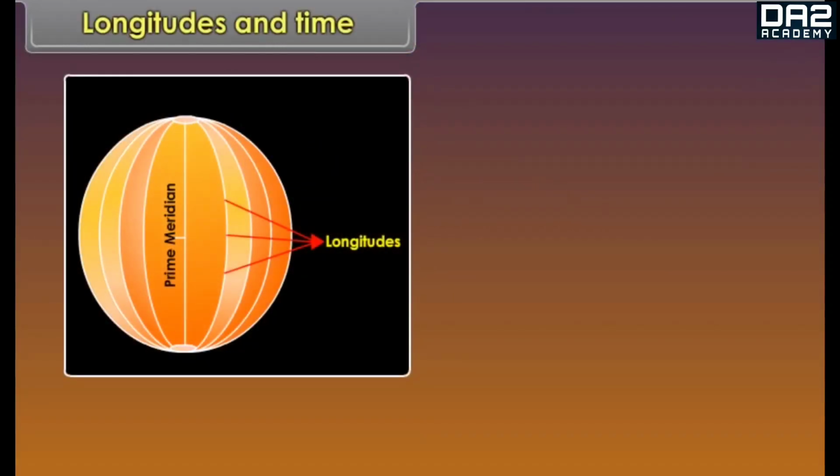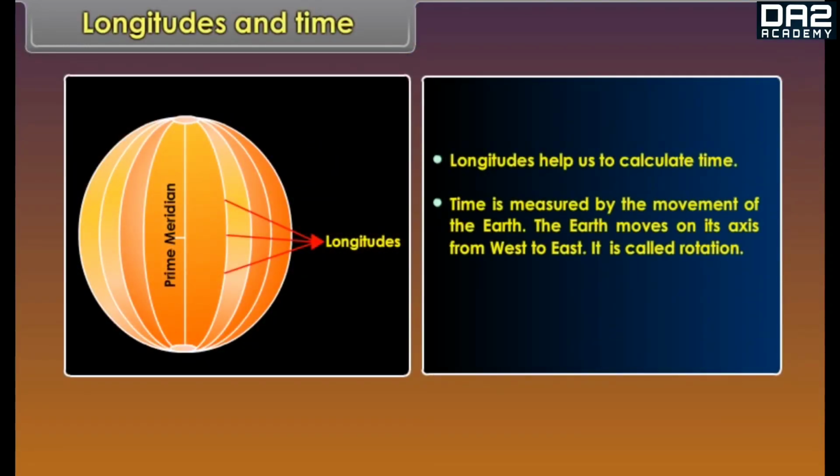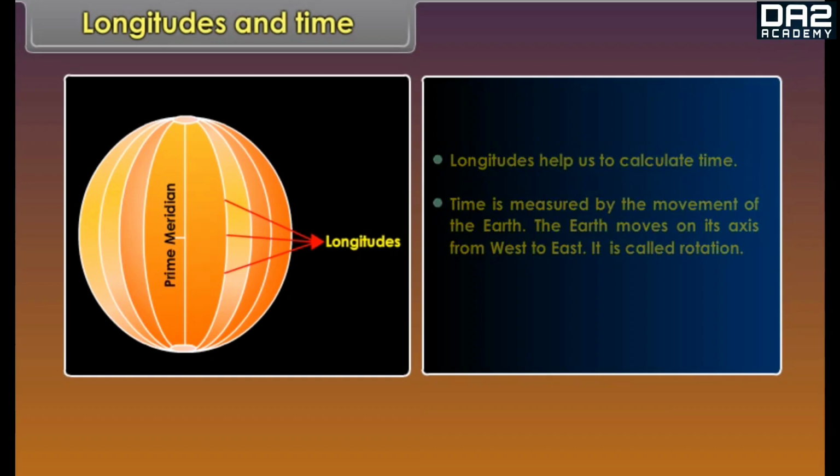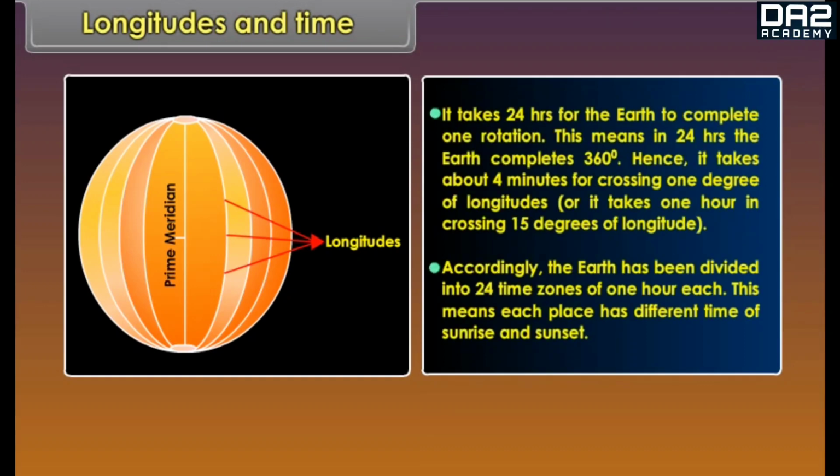Longitudes and time. Longitudes help us to calculate time. Time is measured by the movement of the Earth. The Earth moves on its axis from west to east. It is called rotation. It takes 24 hours for the Earth to complete one rotation. This means in 24 hours the Earth completes 360 degrees.